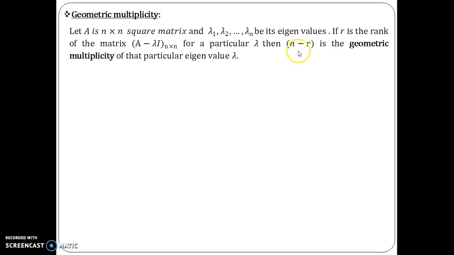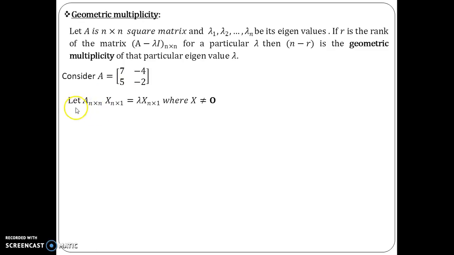So first of all you need n, which is already available from the order of the matrix. We need to find r, the rank of the matrix A minus lambda I, for which we will need lambda. So let us try to understand with the help of an example. Consider this very small 2 cross 2 matrix.